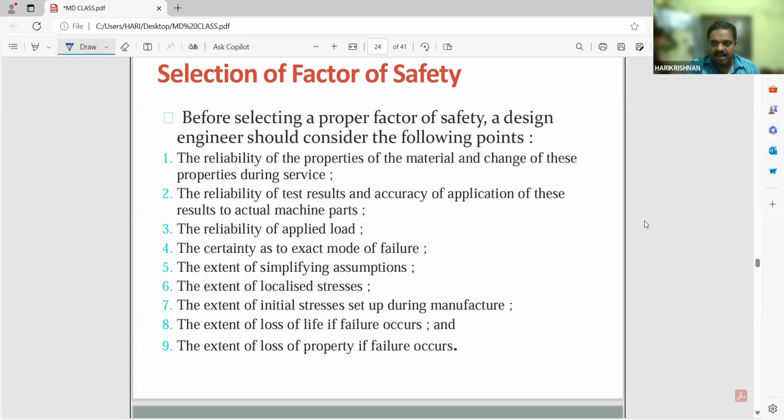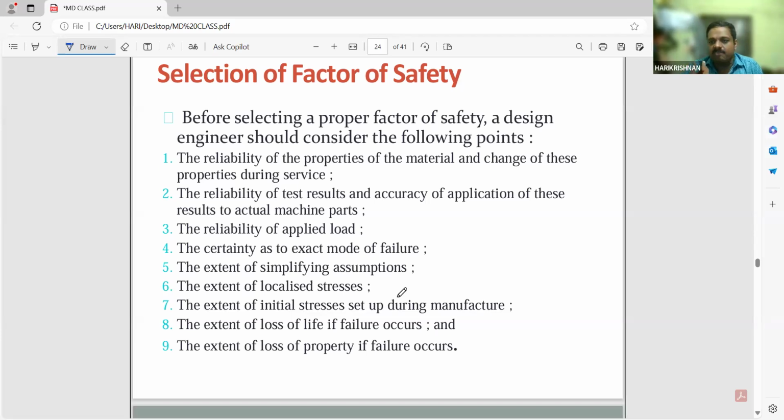Before selecting the factor of safety, an engineer should first consider the reliability of the properties of materials and change of these properties during service, the reliability of test results and accuracy of applications of these results, the reliability of applied load, the certainty as to the exact mode of failure, the extent of simplifying assumptions, the extent of localized stresses, the extent of initial stresses during manufacturing, the extent of loss of life in failure, and the extent of loss of property. That means when you are considering a shaft to be designed, you have to keep all these things in mind.